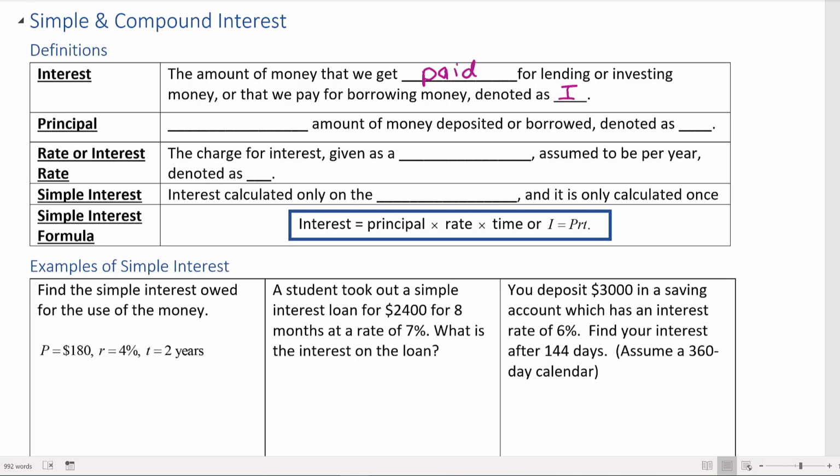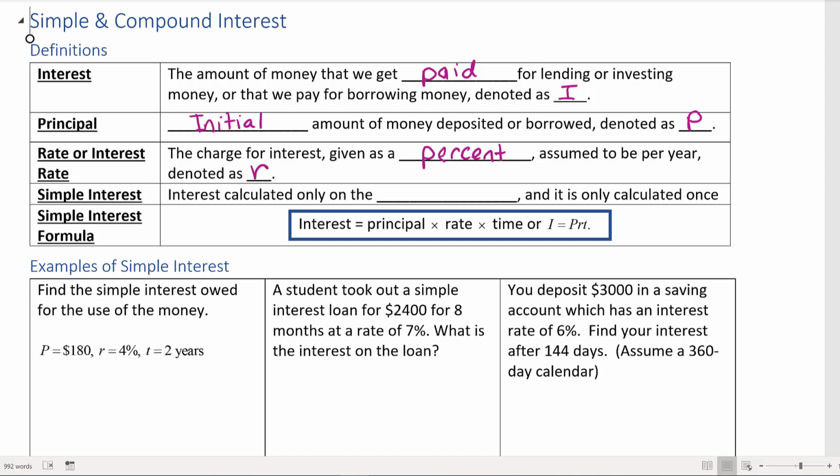Principal is the initial amount of money deposited or borrowed, denoted as capital P. The next definition we need to know is rate or interest rate. Interest rate is the charge for interest, given as a percent, assumed to be per year, denoted as R.